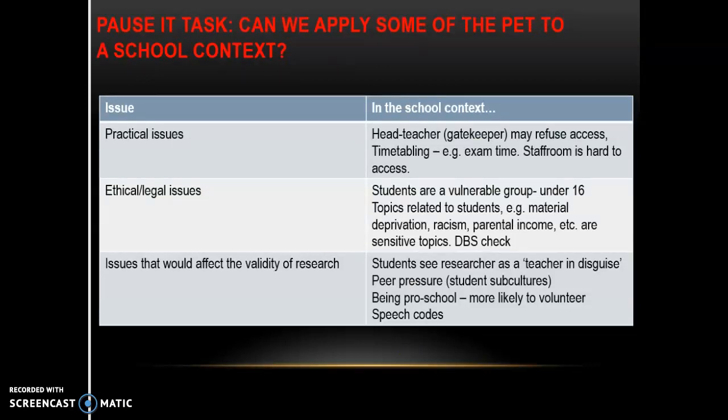What about issues that might affect the validity of research? Well, some students may see the researcher as a teacher in disguise, but so might teachers. They might think that you're spying on them for the head teacher. There may be peer pressure. Students that might volunteer might be more pro-school. Likewise, teachers that have got nothing to hide might volunteer. They might say, yeah, of course, come into my classroom, do a little bit of observation.